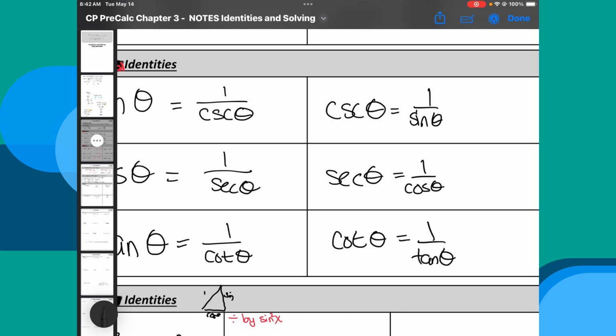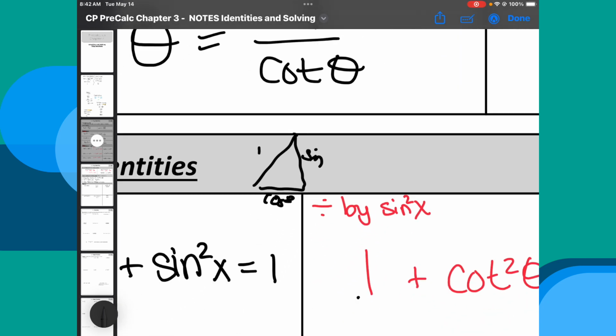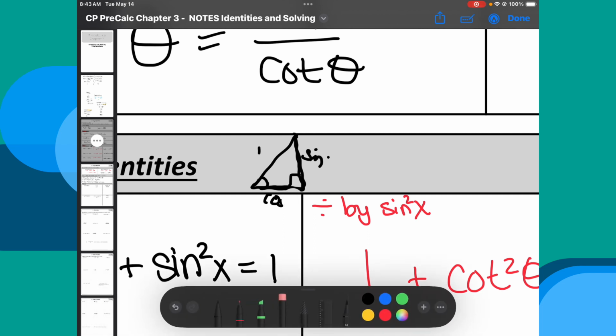Then we have our Pythagorean identities. There are 9 of them, but they all stem from the Pythagorean theorem. When we were in the unit circle, if we had an angle at our origin, we knew that we could create a 90-degree triangle, and across from that angle would be our sine. Adjacent to that angle would be our cosine, and the hypotenuse was always 1.